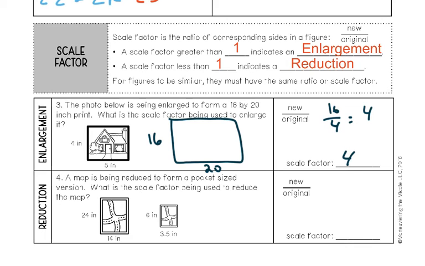So number 4 is a little bit different. This is a reduction. A map is being reduced to form a pocket-sized version. What's the scale factor being used to reduce the map? So the only reason this is a little bit different is because it's going from big to small. However, the process is still the same.